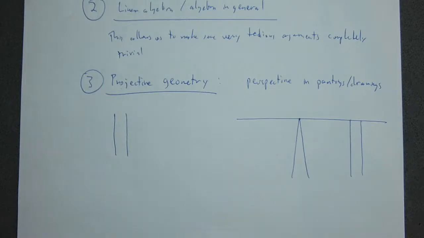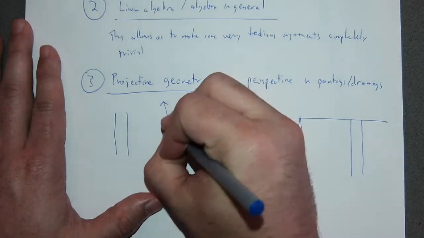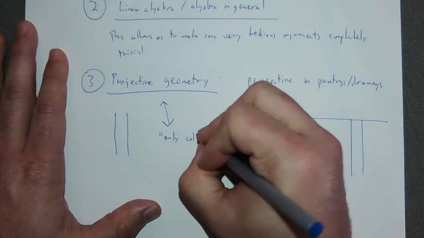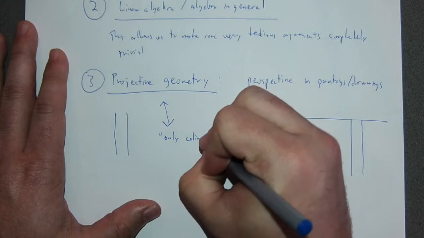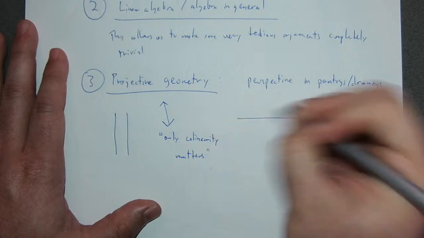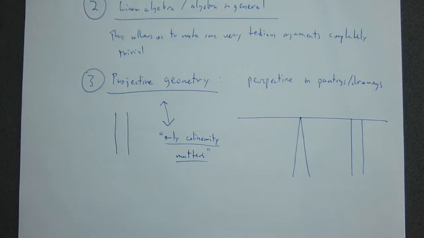So this is where projective geometry comes into play. The way to think about projective geometry is that it's a much cruder geometry. The way of thinking about projective geometry is that only collinearity matters. So what's a way of interpreting this?